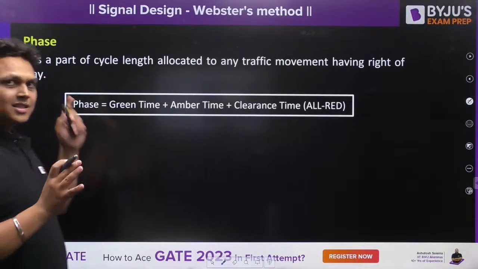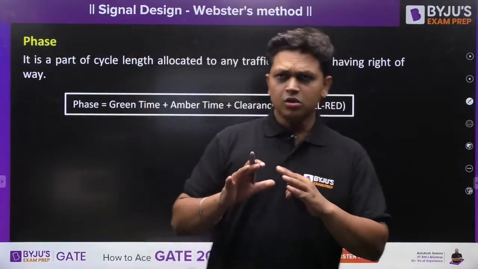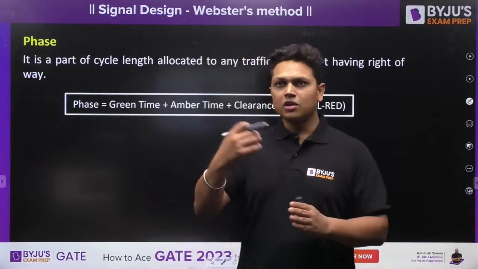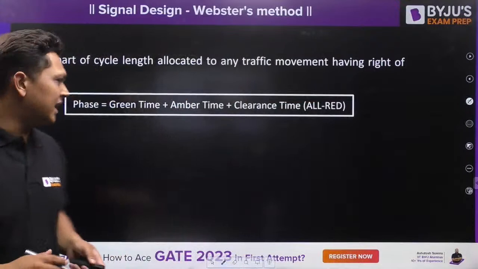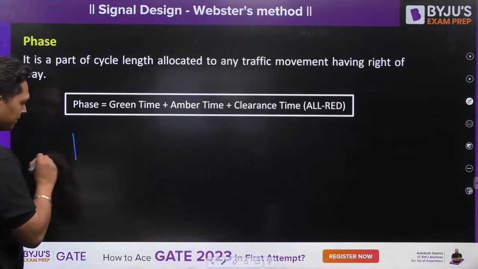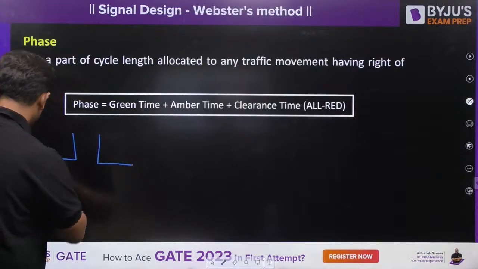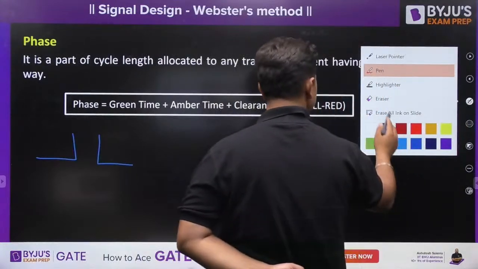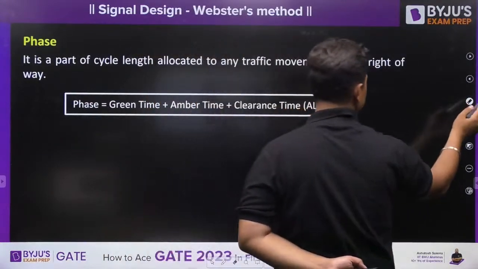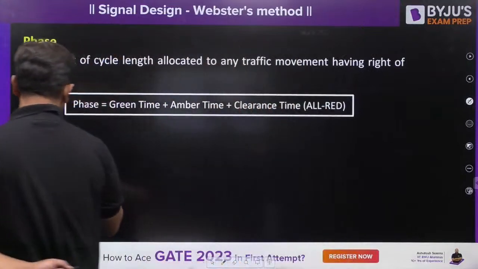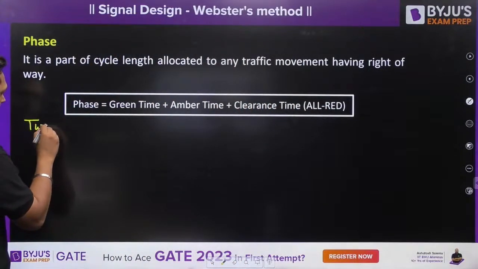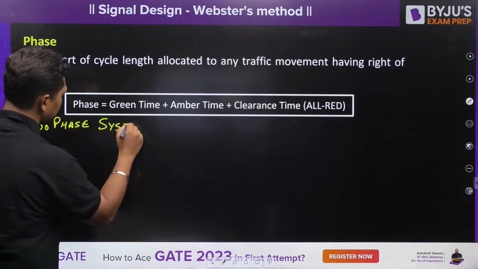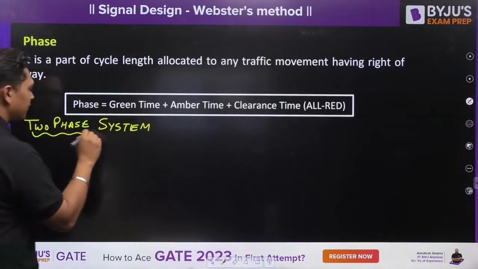Okay, let us understand what a phase is. There are different phases in which the signal may be designed. The signal may be designed in a two-phase system or a four-phase system or even more than that. So let us take an example. Suppose you have an intersection like this. Let us take an example of a two-phase system.